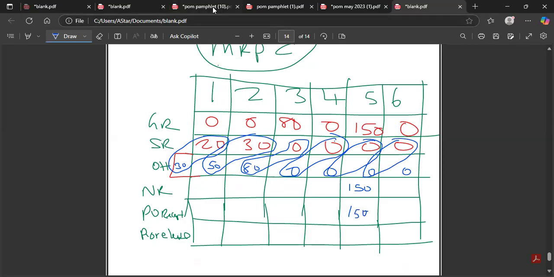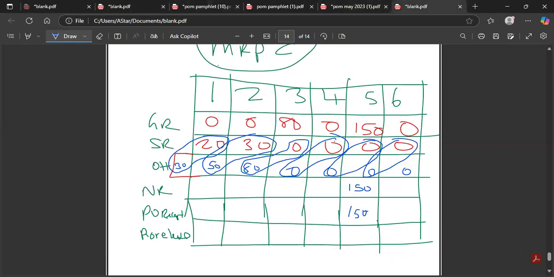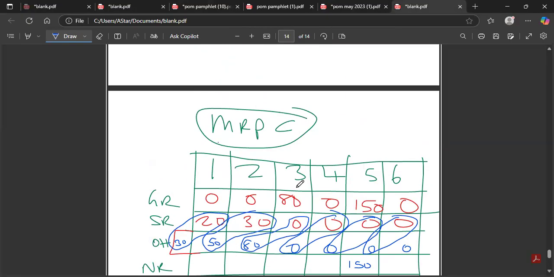The lead time is what for this one? That's our lead time. Our lead time for C is 3, right? Yes. So meaning that would have actually come here 1, 2, 3. So this is the answer for this one. So we have done MRP for C. So do the remaining ones, that's homework.